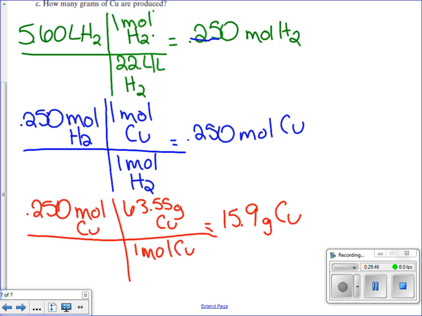So you'll need information from this problem and the previous one to be able to do the second stoichiometry worksheet.